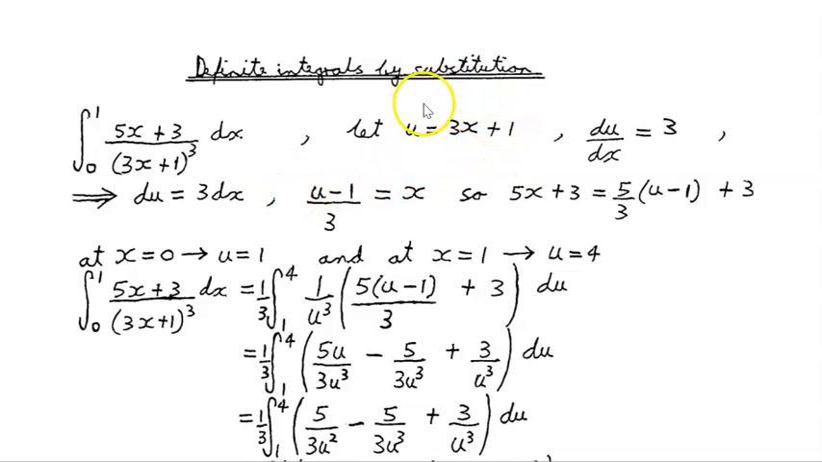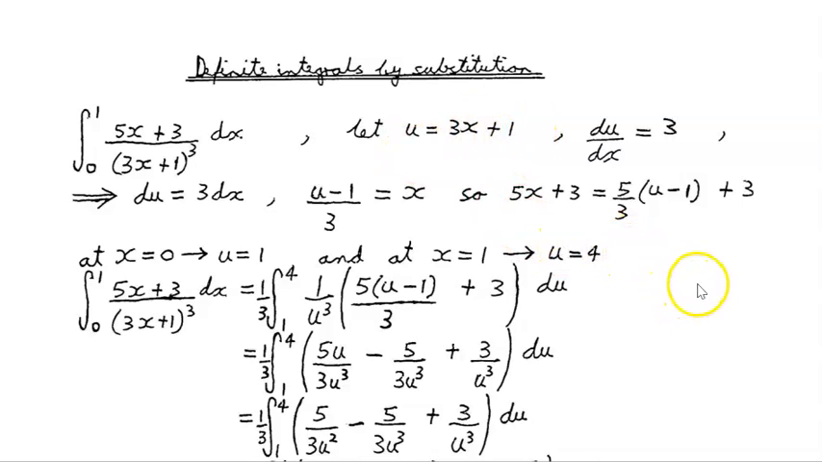So let's rearrange this. Subtract 1 from both sides, u minus 1, divide by 3, we're left with x. And then we could write 5x plus 3 as 5 on 3, because there's the 3 underneath, times (u minus 1) in parentheses, plus our 3 on the end. Maybe that'll help us work out what the terminals are. At x equals 0, the lower terminal, 3 times 0 is 0, plus 1, so u is 1. At x equals 1, we have 3 times 1 is 3, plus 1 is 4, so u is 4.